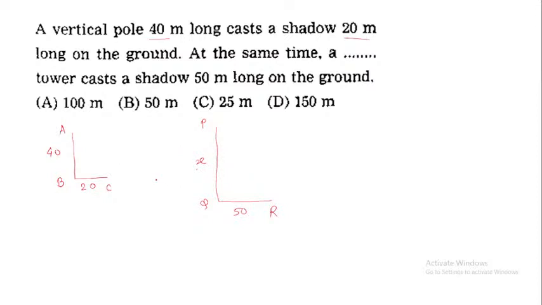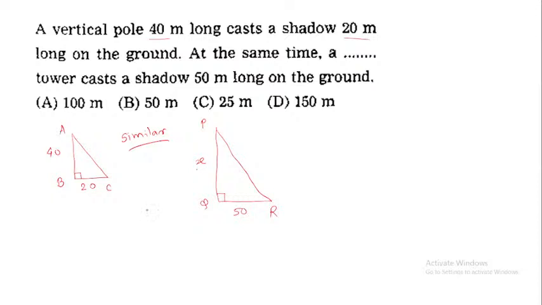Now to solve this question, we have to join A and C so as to get the triangle complete. Also, we have to join PR. Now as these are the vertical pole and the tower, they must be perpendicular, and these are the two triangles we get at the same time. That means they must be similar. So we have got here two triangles which are similar.